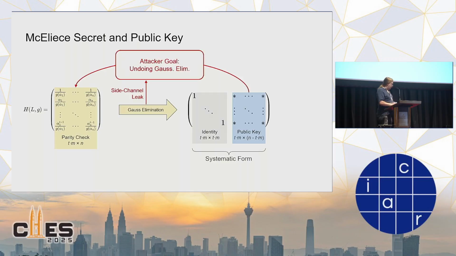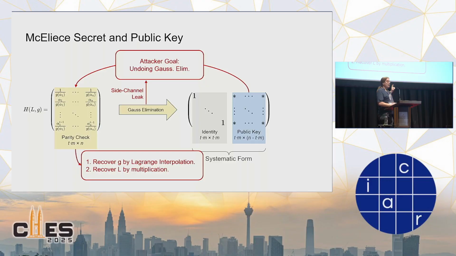Okay. So our attacker goal is to use this public key and a side channel in the Gaussian elimination to reconstruct the secret key. And if you have the secret key matrix, it's also clear that you can derive everything, because in the first row you get n evaluations of the Goppa polynomial, and then you can use Lagrange interpolation to get the whole polynomial. And in the second row, you can just multiply by these evaluations of the Goppa polynomial, and then you get the alpha 1 to alpha n, okay? So once you have the secret key matrix, it's clear that you have the whole secret key.